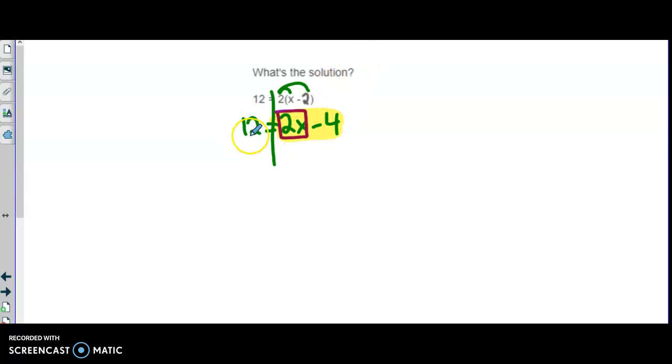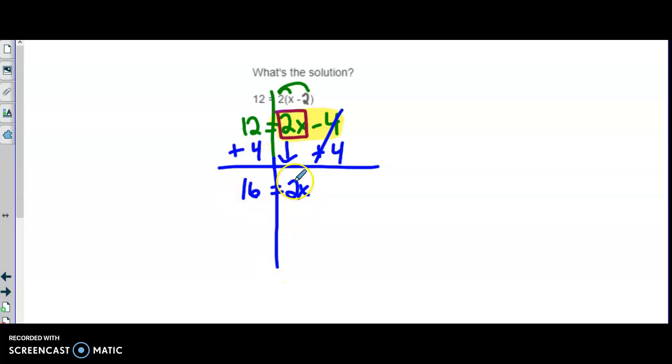Now notice I'm not getting rid of the 12 because 12 is not on the same side as x. I'm always trying to get x by itself. So make sure that you're doing things that help to get x by itself. So I get 2x equals 16. I'm still trying to get x by itself. Right now I have 2 times x. The opposite of multiplying is dividing. So I will divide each side by 2 and x equals 8.